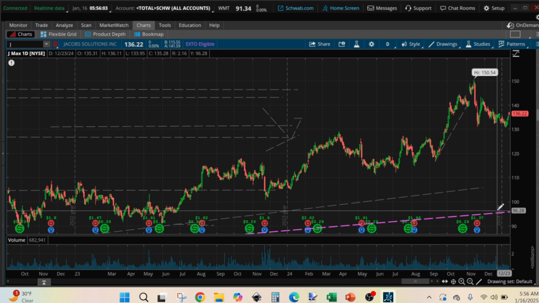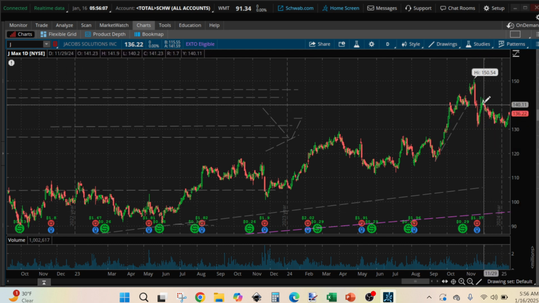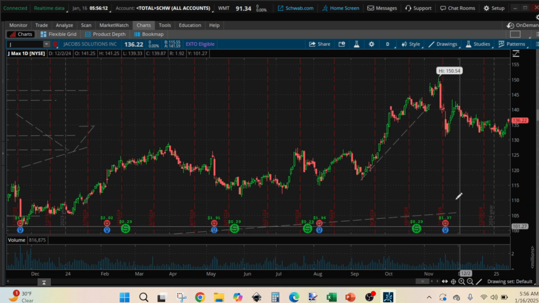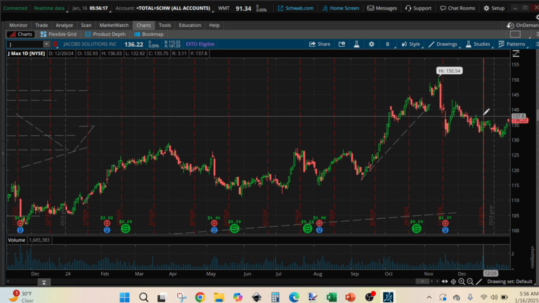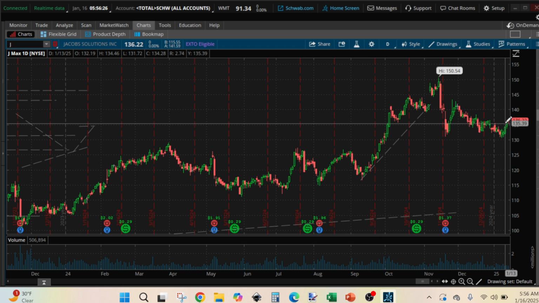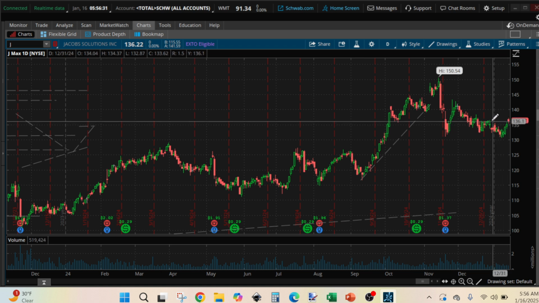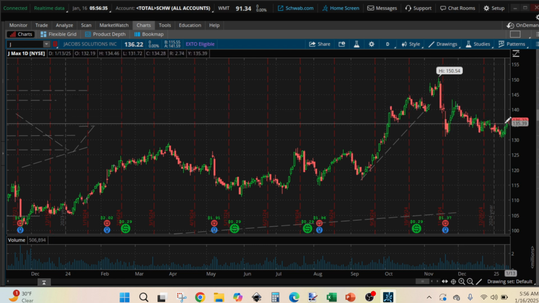That is the line where we like to buy, but right now it is going down. If you compare the highs, you can see this high is higher than this one, which is higher than this one, which is higher than this one. So you have lower highs. This one is lower than this one, which is lower than this one, which is lower than this one. So you're having a downtrend.